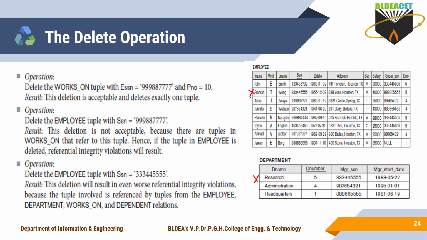Okay. So in the delete operation, you have to keep in mind that if you want to delete any of the tuples, first you have to check whether that tuple is referred in another table or not. If it is referred, then first you have to delete the tuple from that referred table, and next you can delete from the parent table here. Okay. So this is about your delete operation.